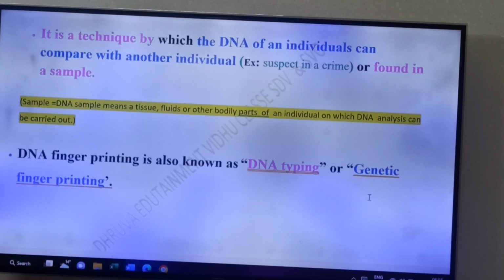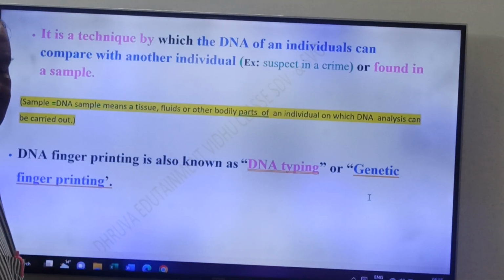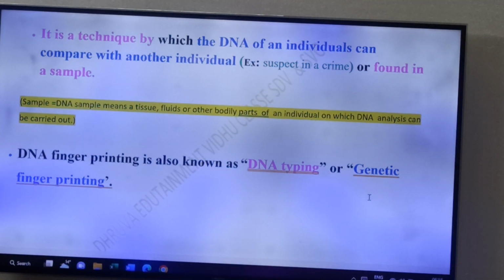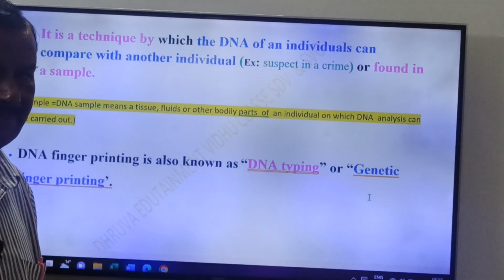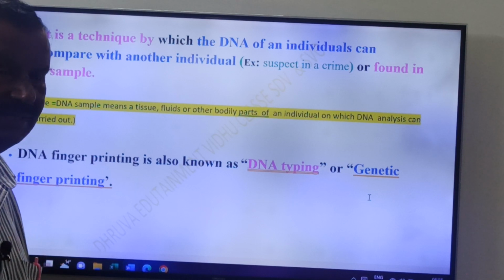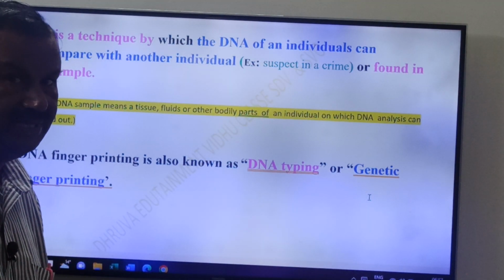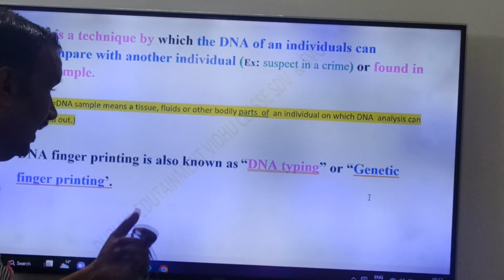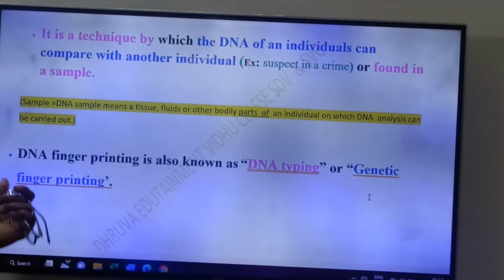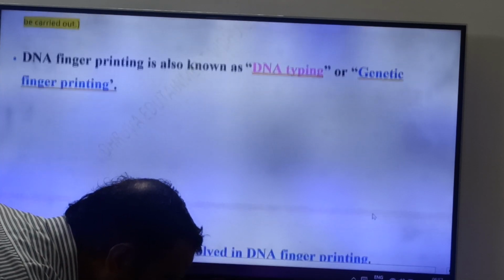Now, DNA fingerprinting technology has other names, friends. What are they? DNA typing and genetic fingerprinting. Friends, DNA fingerprinting, DNA typing, genetic fingerprinting. These are all the same, synonyms.